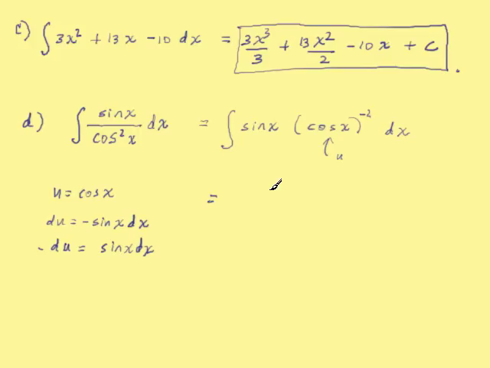So let's do our substitution. So we'll substitute minus du, that's for the sine x dx, and here we have u to the minus 2. So this ends up being a simple power rule. Add 1 to this exponent and divide by the new exponent. Okay, so this simplifies to 1 over u, and substituting back, we have 1 over cosine x.